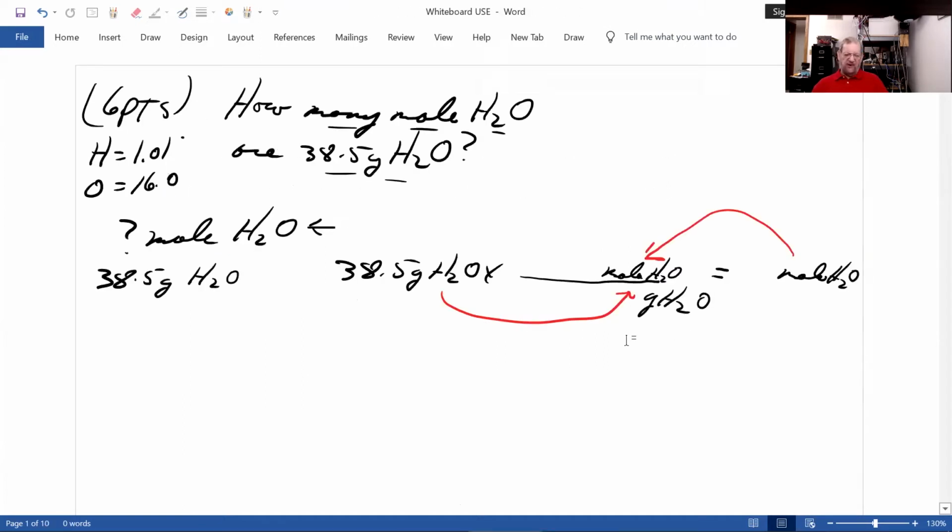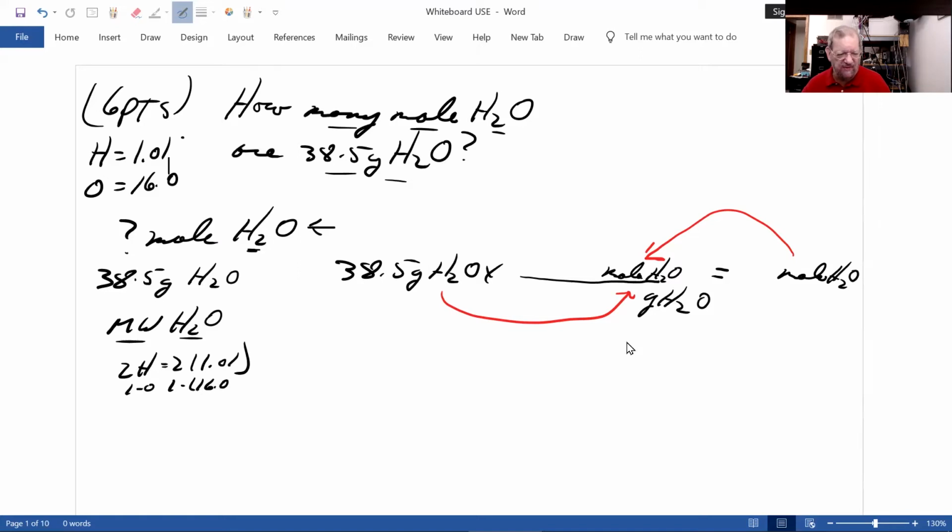So we need the molecular weight of water. I'll write it over here, MW short for molecular weight. And we have in water, notice two hydrogen, one oxygen. I gave this to you, but you should know how to use the periodic table to get atomic weights. Remember, we're using three significant figures. So that's for hydrogen, 1.01. For oxygen, that's 16.0. Do the math, one and two are exact numbers.